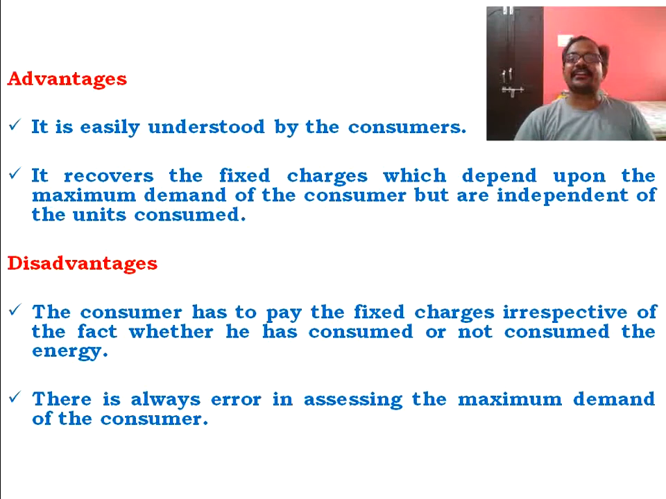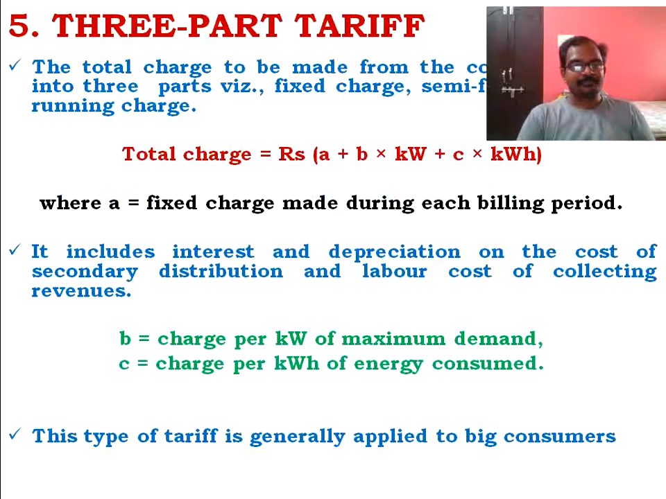What are the advantages? It is easily understood by the consumers. Just the basic advantage is that. But what about the drawbacks? The drawback is the consumers have to pay the fixed charges irrespective of the fact that whether he has consumed or not consumed the energy, which we already discussed. Even though you close the industry for a month, you need to pay the fixed charges. That is a drawback. And one more thing is the maximum demand of a consumer. It is very difficult to assess. We don't have any meter to assess the maximum demand of an individual industry. So because of lack of meters, we cannot properly find out the maximum demand of that particular industry. It's a drawback.